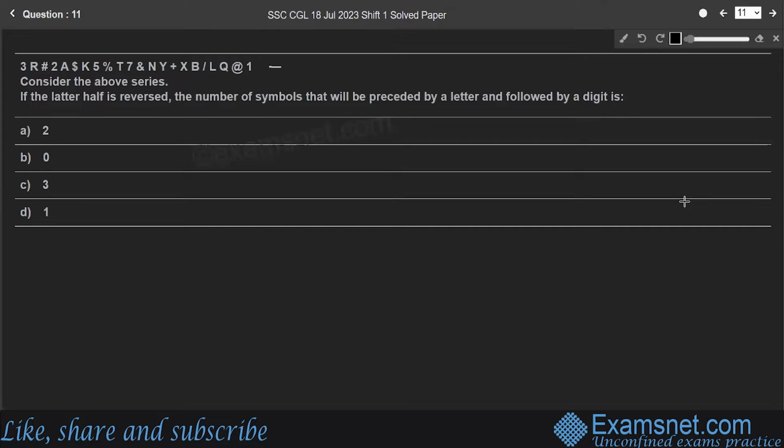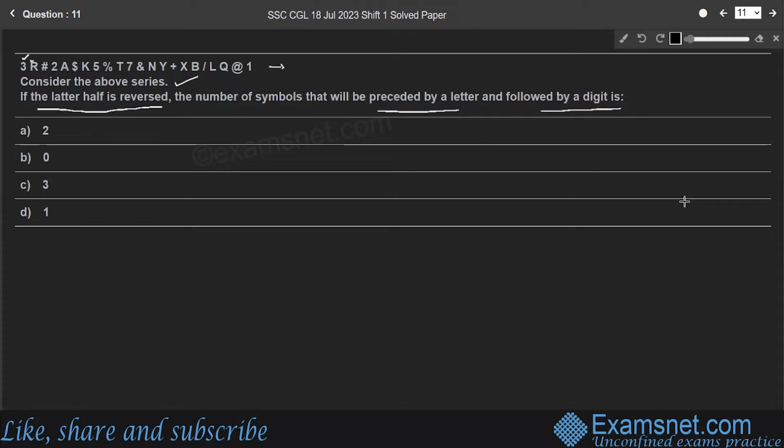Question number 11. Consider the above series. If the latter half is reversed, the number of symbols that will be preceded by a letter and followed by a digit is. If the latter half is reversed means we need to consider the latter half first, right? So for that, let us count the number of letters and symbols in the given series, right?